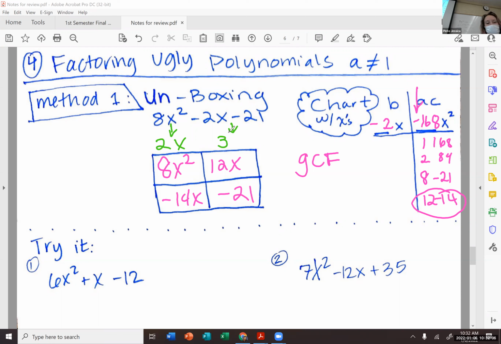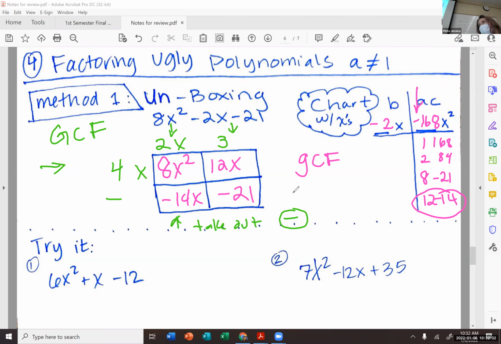We're going to do the other side, going this way. Here, the GCFs are in green. Okay, 8 and 12x. Oh, they both have an X. And I can take out 4. And then the negative 14 and the negative 21, definitely a negative. So whenever this one starts with a negative, take out a negative.